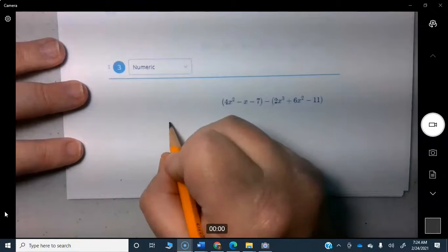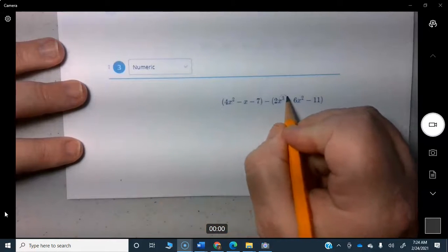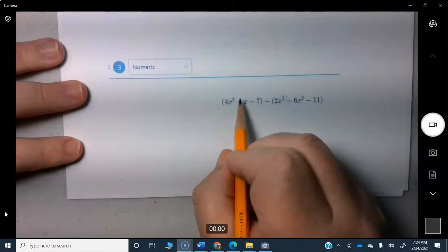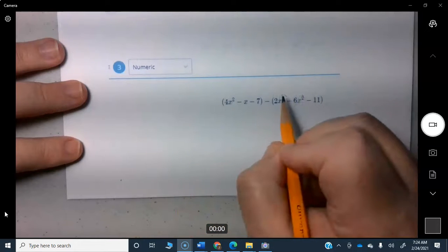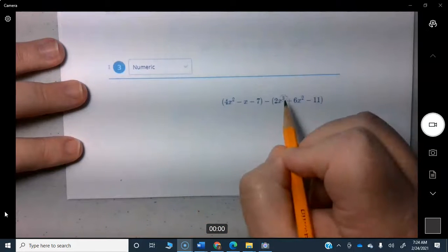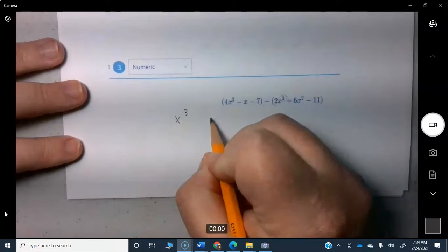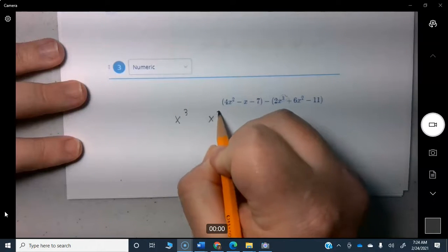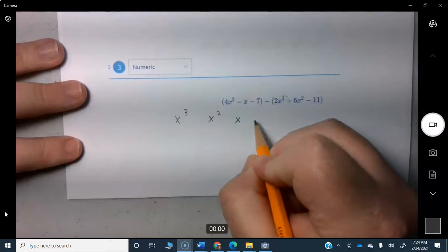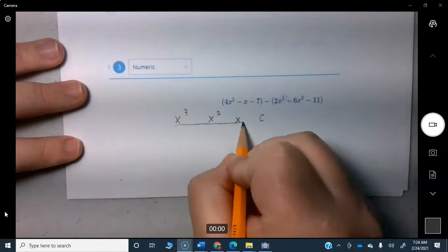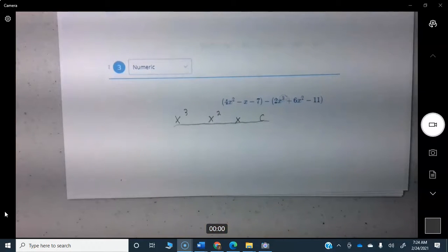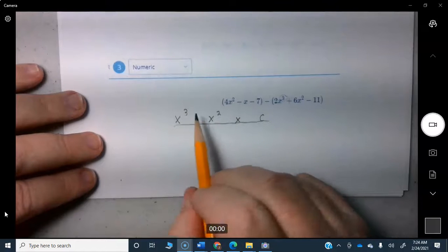So I'm going to make my columns here. The largest exponent I see is x to the third. This one doesn't have an x to the third, but the largest one of either of these is the x to the third. So I'm going to make an x to the third column, an x squared column, okay, like that. So let's go ahead and write this one first.